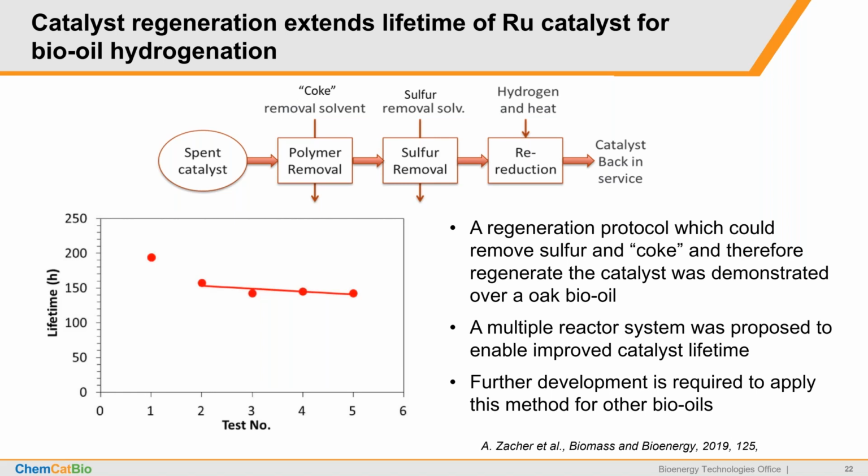So basically, we can design a multiple reactor system to do this bio hydrogenation, with certain reactors in series and certain reactors in regeneration. Together with a lower sulfur content, if we control our biomass feedstock very well, we can achieve more than a year lifetime of this recyclable catalyst for bio hydrogenation.